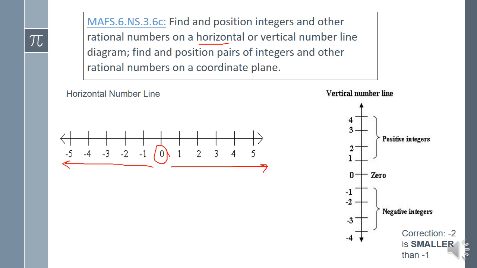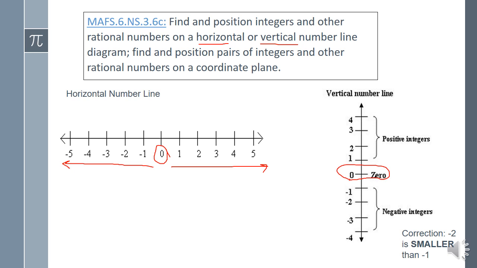Okay, now when we're looking at vertical number lines, once again you have your 0. And in this case, the number line is going up and down. So this was left to right, but this is going to be up and down. And anything above 0 is going to be your positive numbers. And then anything below 0 are your negative numbers.